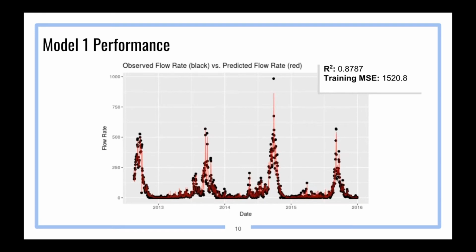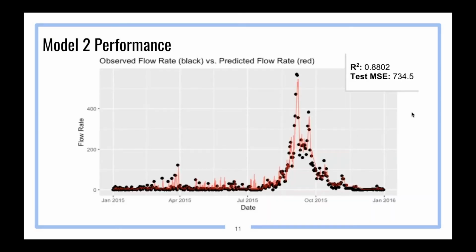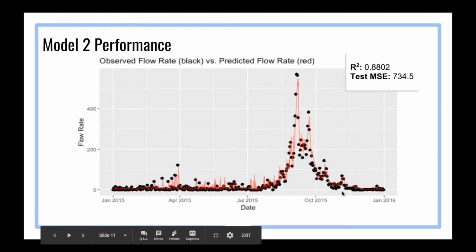And then model 2, the second model that we trained, yielded a higher R squared value of 88.02% with a test mean squared error of 734.5. And so this is the test, how it performed on the testing set here.